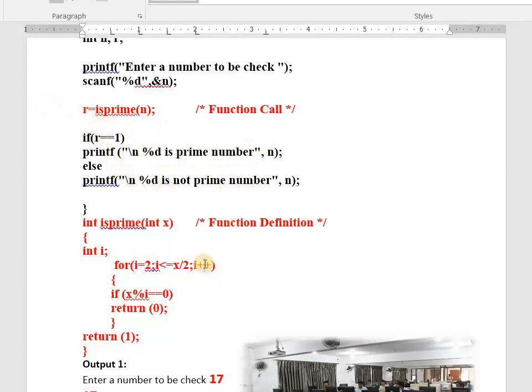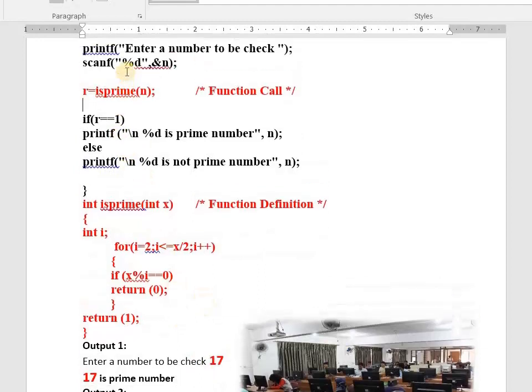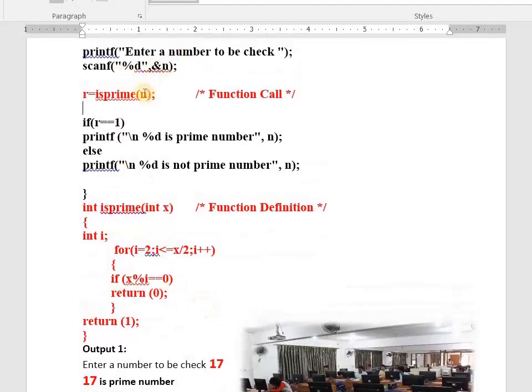See the second output. I enter the input as 100. Oh, very good. What is the input? 100. N is 100. 100 will be transmitted to is prime. 100 comes to x. Then 2 to 50, 100 upon 2 is 50. But unfortunately, first only 100 mod 2 equals 0. Yes, return 0. 0 will be stored in r. Is r 1? No, r is 0. 100 is not a prime number.